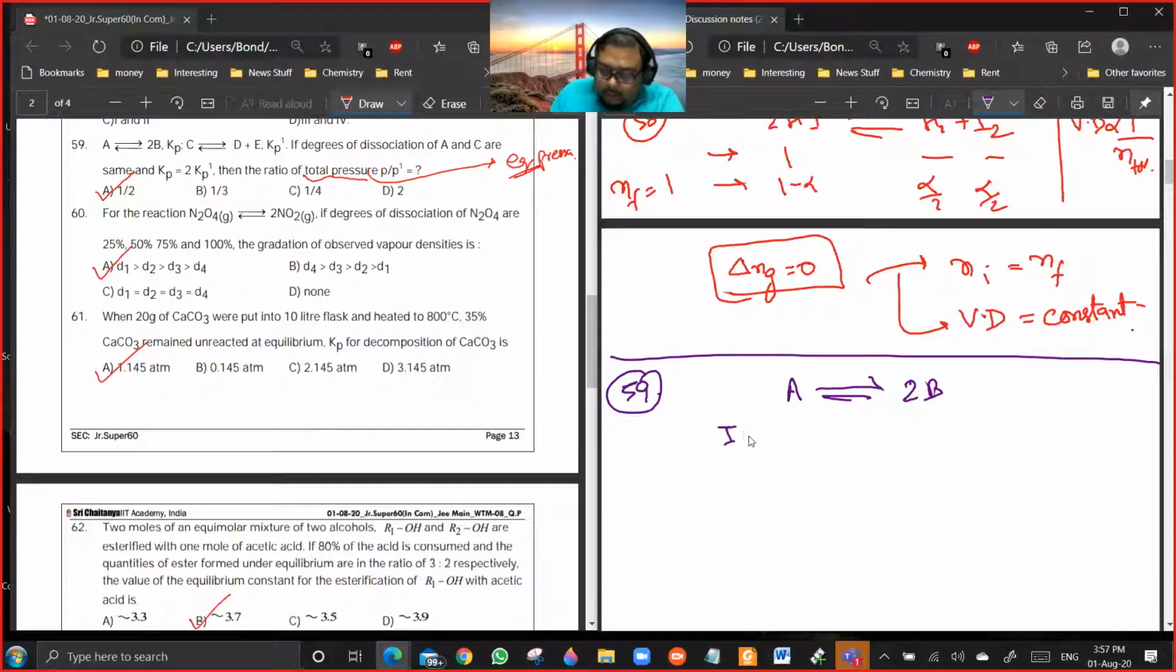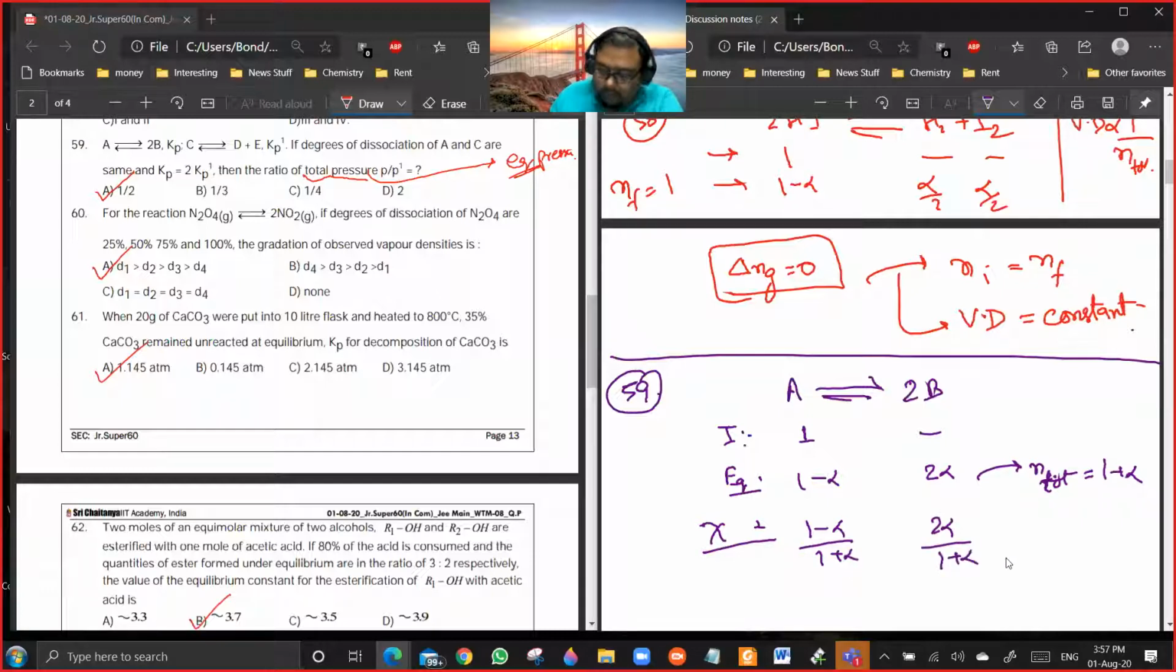When we have equilibrium pressure, you can go by taking 1 mole and then taking the mole fractions. Suppose I take 1 mole of A, and B is initially 0. At equilibrium, 1 minus alpha and 2 alpha. The total will be 1 plus alpha. So the mole fraction of A will be 1 minus alpha by 1 plus alpha, and of B it will be 2 alpha by 1 plus alpha.